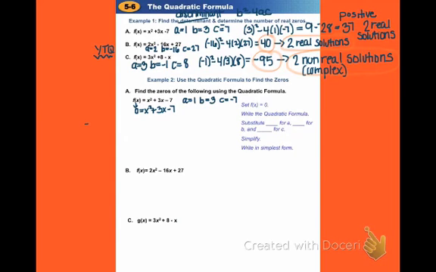So it's the opposite of b plus or minus the square root of b squared minus 4ac, all of this over 2a. So that's what the x values will be equal to. So x is equal to the opposite of b. Well, b is 3, so that's -3 plus or minus.